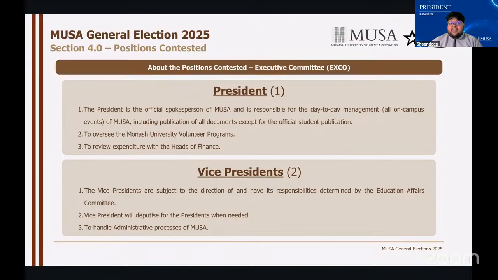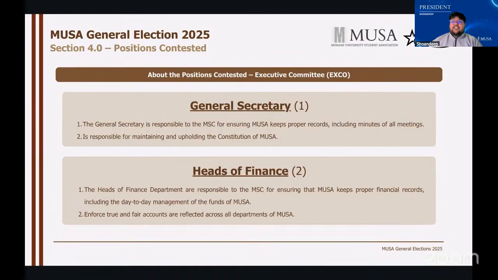From there, you have the vice presidents, the direct right hand man or right hand woman of the president. Their job is, if the president is unavailable, they come in to take charge as well. They are involved in every single executive decision, and the main thing is they are in charge of anything to do with education and academics, where they are part of the education affairs committee, where they take care of the school assembly as well. They also assist with other administrative processes and external engagement within MUSA. Now the next one, which we'll go into, is the general secretary.